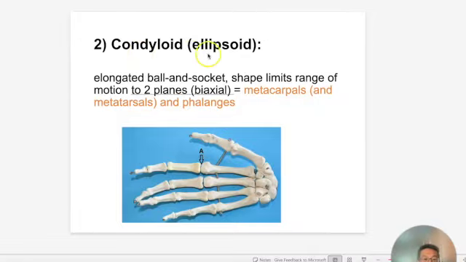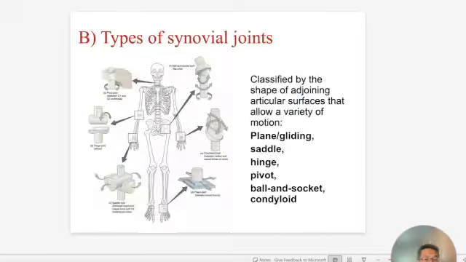Condyloid, or ellipsoid: an elongated ball and socket shape that limits range of motion to only 2 planes, in your metacarpals, metatarsals, and phalanges. Only two movements.